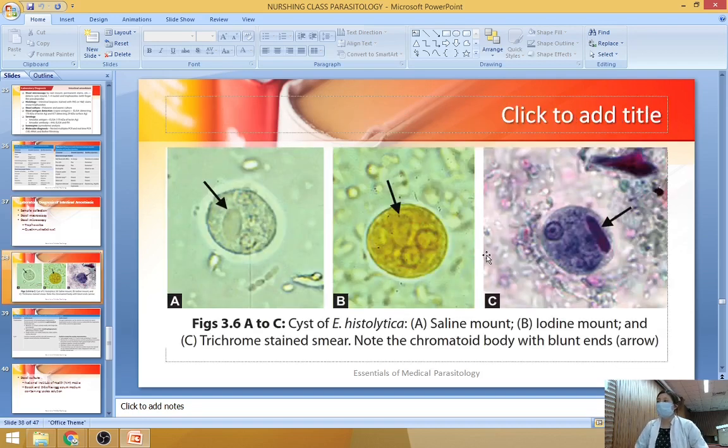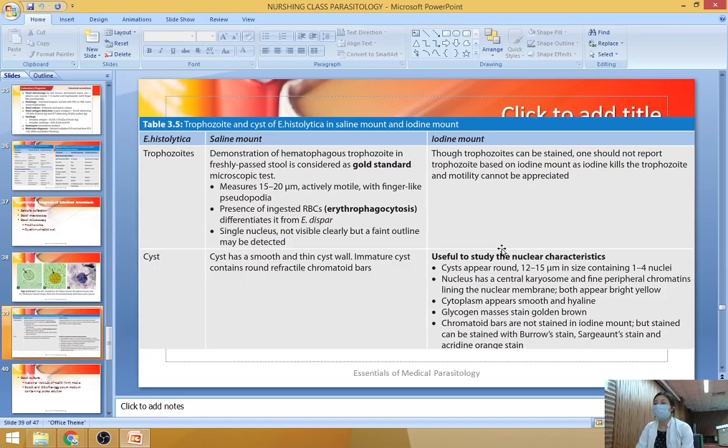See, this is the microscopic picture of the cyst of Entamoeba histolytica. See, this is the saline mount. This is the cyst. One, two, binucleated. This is the iodine mount, usually yellow in color. One, two, see, this is the binucleate. And this is the trichrome stain. See, one, two, this is the cyst. Note the chromatoid body with blunt end. This is the chromatoid body, and this is the chromatoid body. Trophozoite and the cyst of Entamoeba histolytica in saline mount and iodine mount.